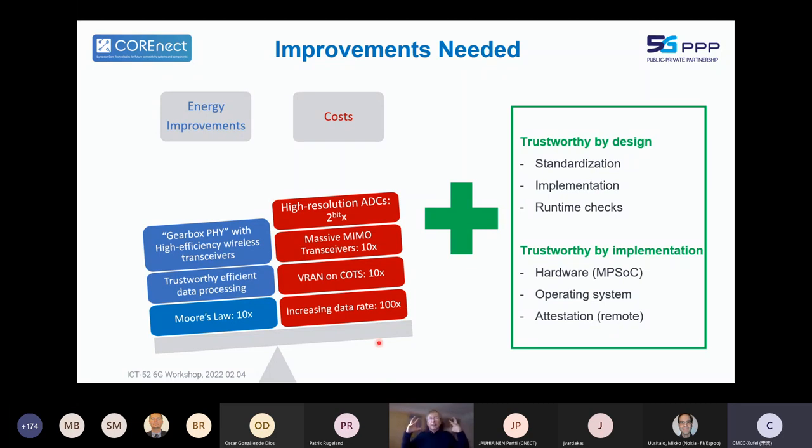And it's really nice talking about AI and other kinds of features, but these are very basic challenges. And of course, we're going to support AI in the future systems. But if we don't address this, who cares about all the nice other features? And we have to be trustworthy by design. This means we have to change the way we standardize in 3GPP. We have to change the way we implement using languages that can be formally verified.